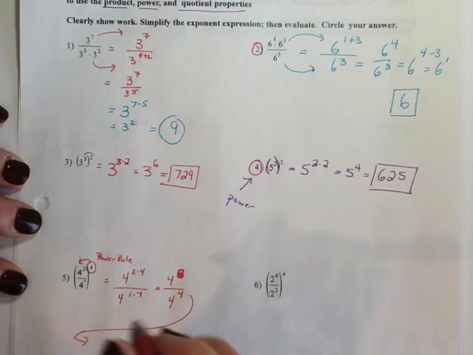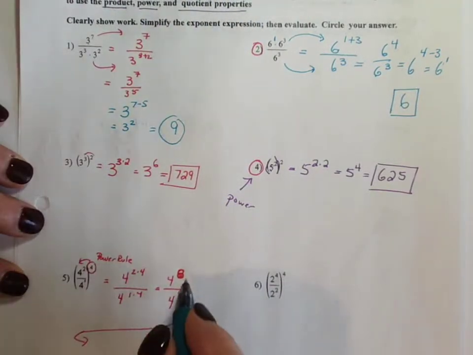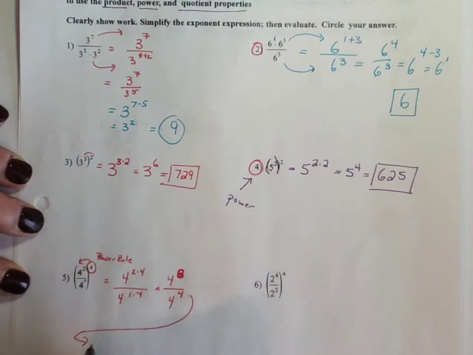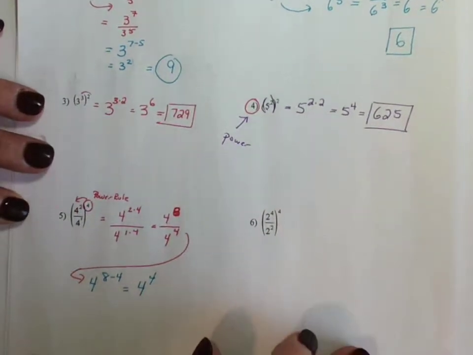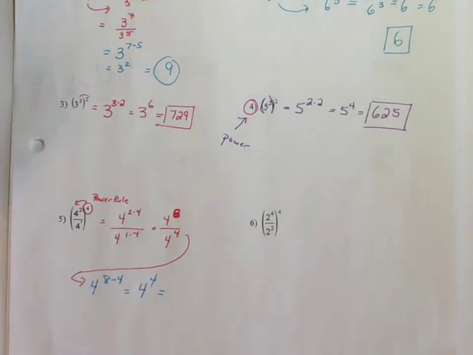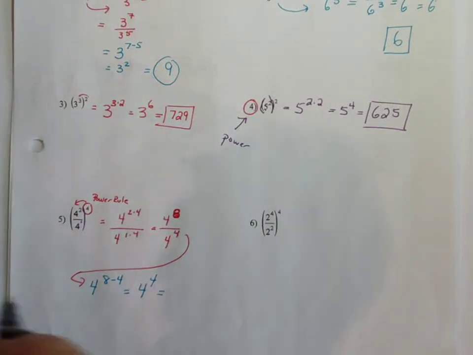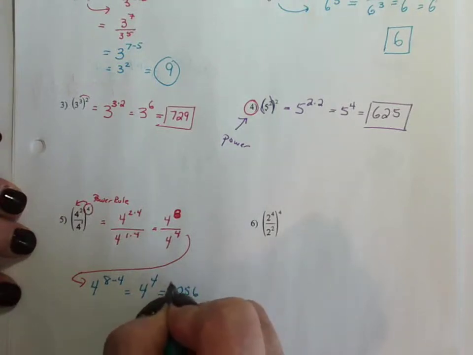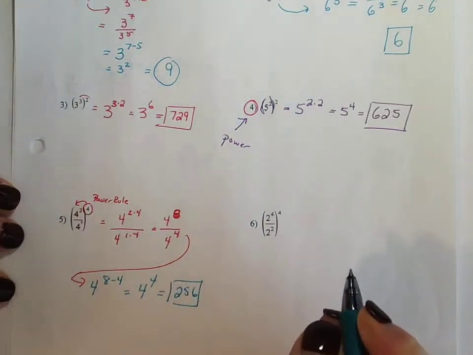So now I apply the quotient rule. The quotient rule, same base. I have to subtract the exponents. So I have 8 minus 4 is 4 to the 4th. And 4 to the 4th, you should be able to do that one yourself. I won't give you anything that difficult on the assessment, is 256. Okay.